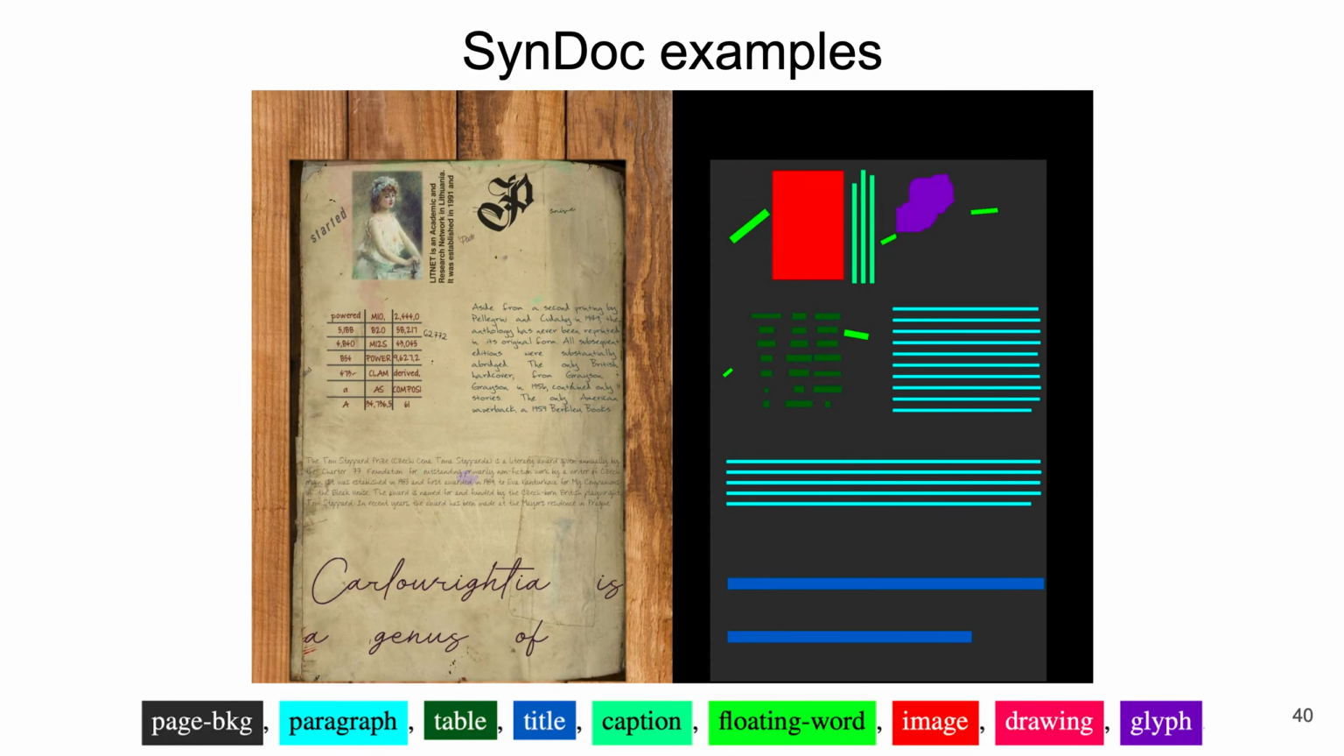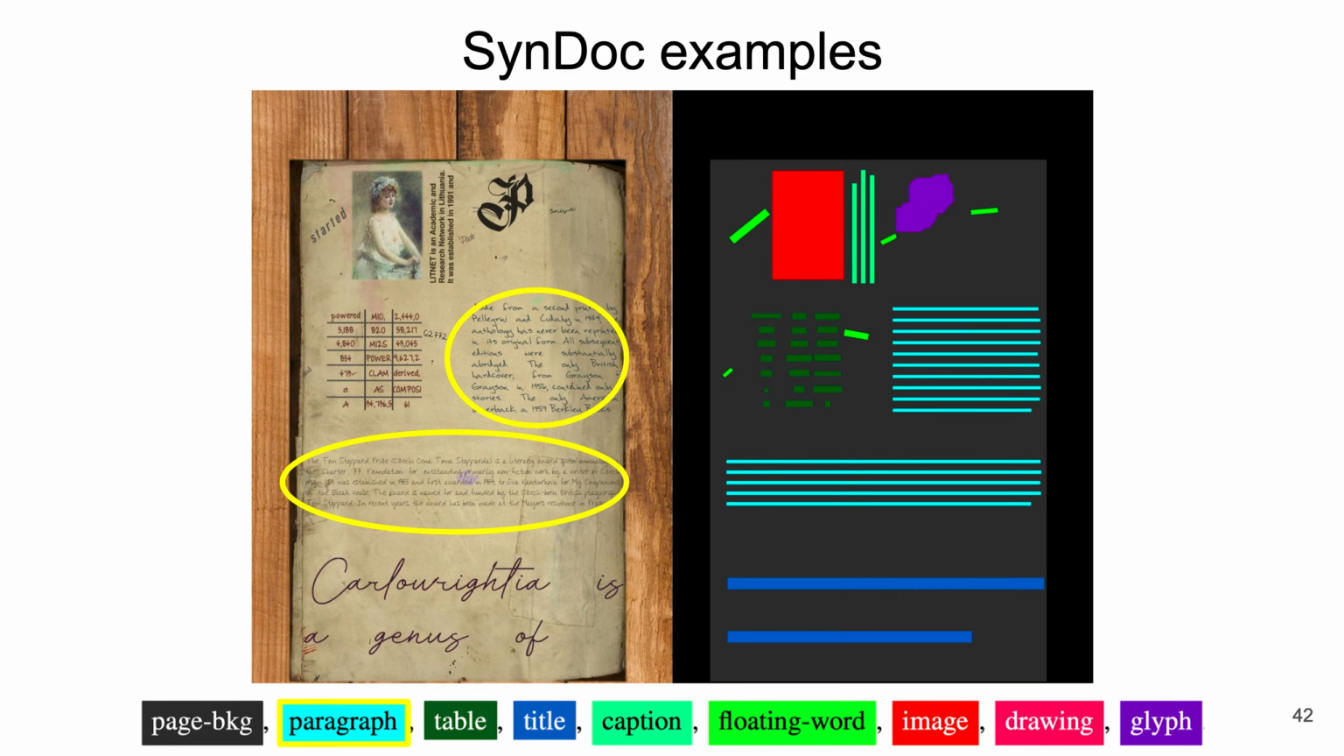Using this generator, we have built a 10,000 images dataset that we called SynDoc. Here is an example which contains most of the implemented features. The page background has been pasted on a wood context image.